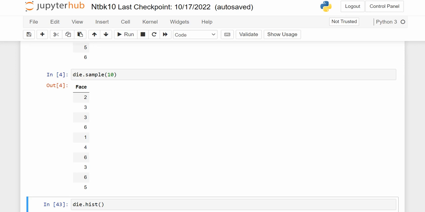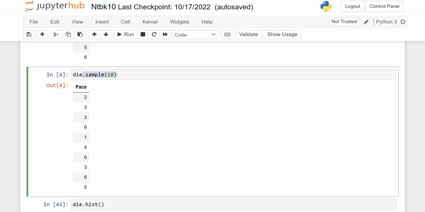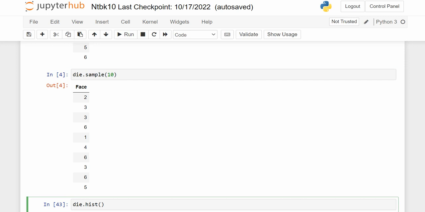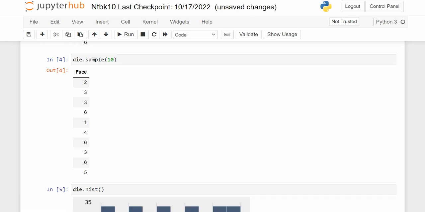And again, this dot sample method is randomly selecting 10 things from the table. And so every time you run it, it'll be slightly different. And now they're going to look at this histogram of these 10 outcomes.